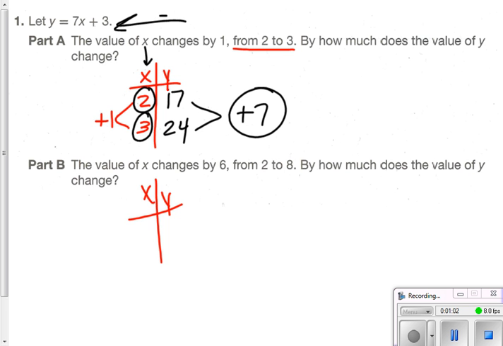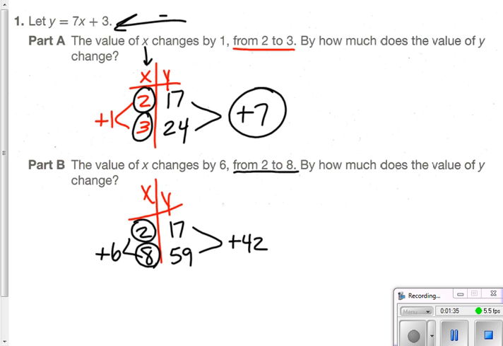Part B says the value of x changes by 6. When it changes by 6 from 2 to 8, that is our change of 6. When the value of x changes by 6, what does the value of y change by? Same concept. Substitute 2 into that equation above, and we get 17. When you put in 8, we get 59. So we figure out that difference. That difference is a change of 42, and it's a positive 42 because it goes from 17 to 59.